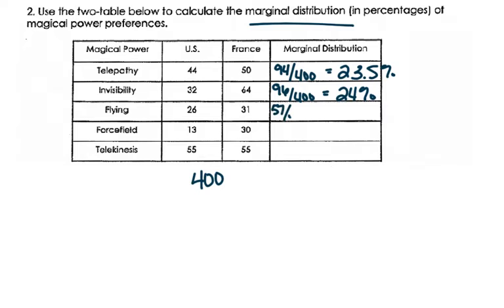Flying, I would add the 2 numbers out of 400, change it to a percentage, 14.25%. For force field, add the 2 numbers, 43 out of 400, so 10.75%. And then telekinesis, add the 2 numbers, so 110 out of 400, and that is 27.5%. So that is how you do marginal distributions, and you're usually going to put them in percentages. If I want you to put them somewhere else, I'll tell you.